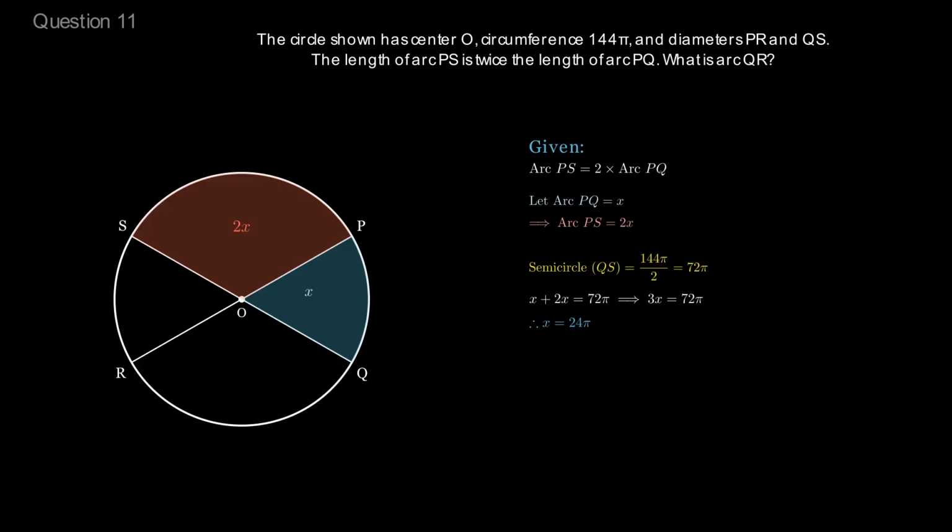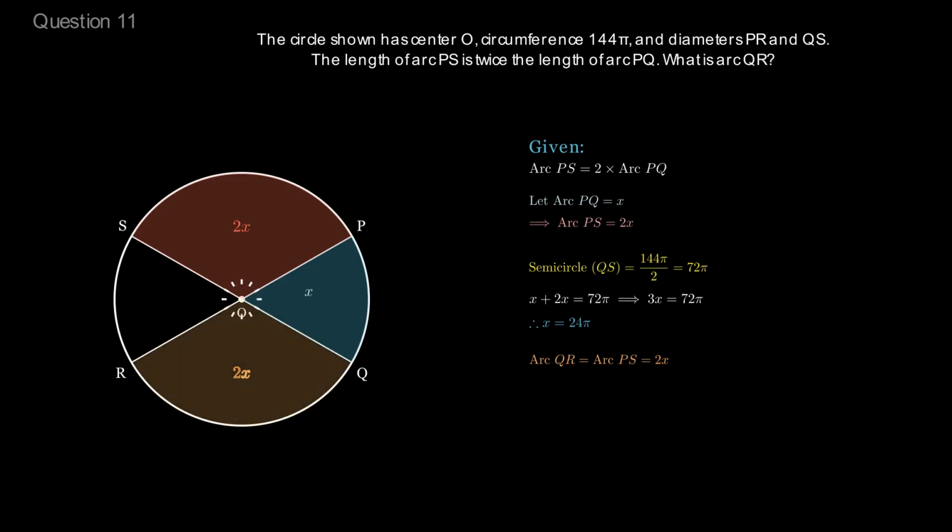The question asks for the length of arc QR. If you look closely at the geometry figure, arc QR is directly opposite to arc PS because they are formed by intersecting lines. They are vertical angles, meaning arc QR is geometrically equal to arc PS. Since arc PS is equal to 2x, arc QR must also be 2x. Multiplying 2 by 24 pi gives us our final answer of 48 pi. This matches option B perfectly.